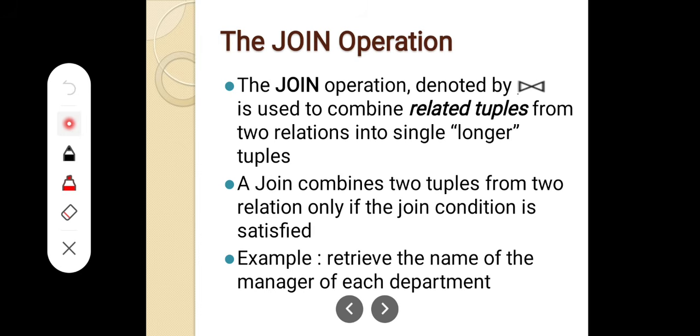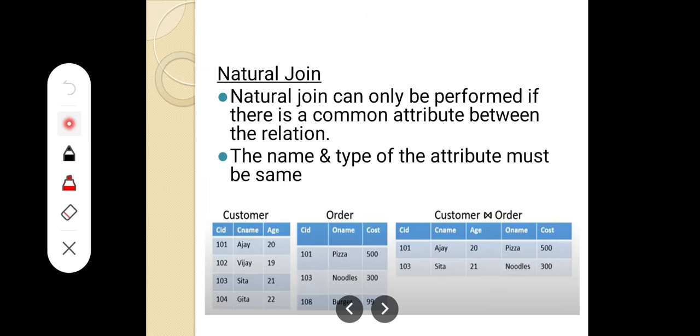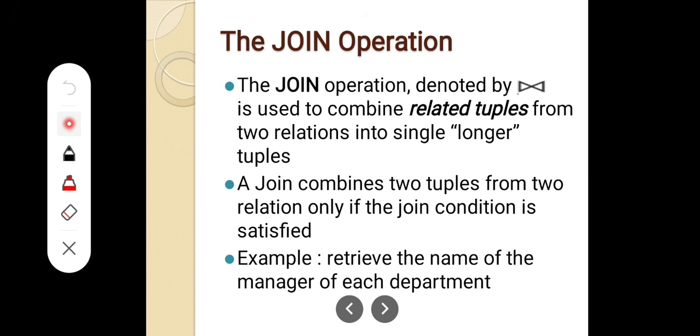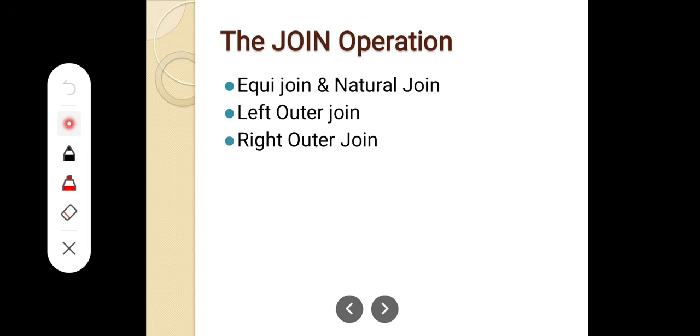Okay, example: retrieve the name of the manager of each department. We will see the example in the coming stage. So the join operation is being classified into three. First one is equi-join and natural join, then left outer join and right outer join. Okay, these are the three join operations.